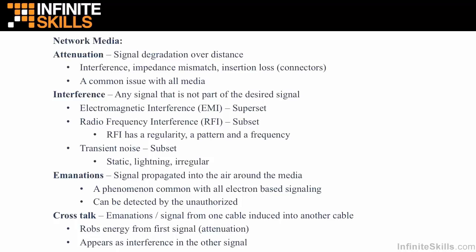When one wire induces signal, unwanted signal, in the second wire, this is called crosstalk, and this is that degradation of signal and the theft of energy, and again, could be used to steal the actual data. So these are some of our core terms for network media, and these have implications relative to efficiency of transmission as well as the security aspects of the particular media.